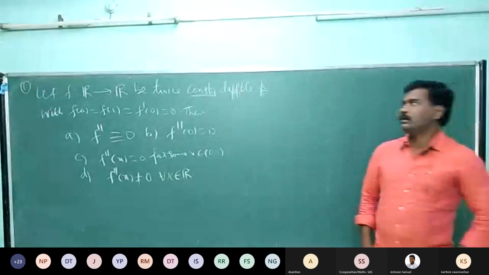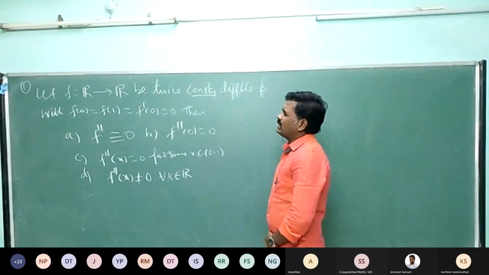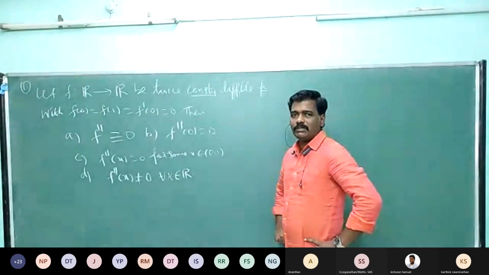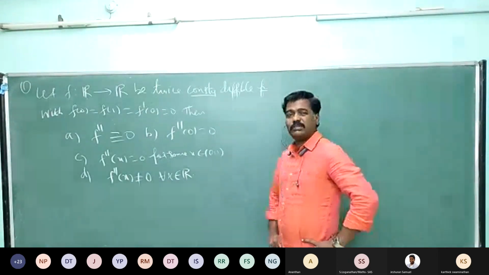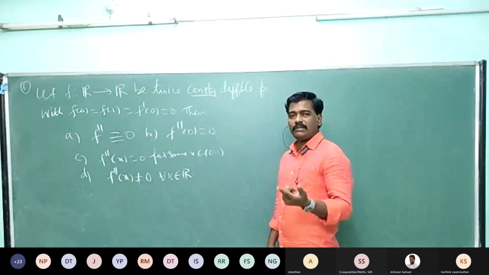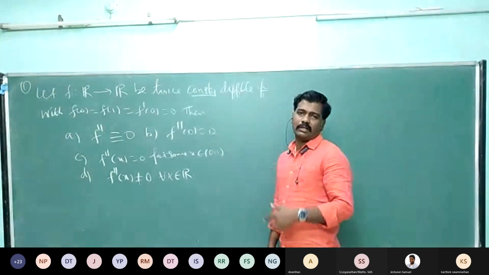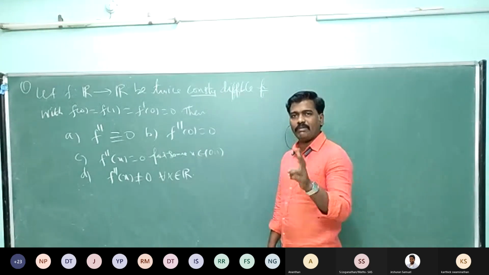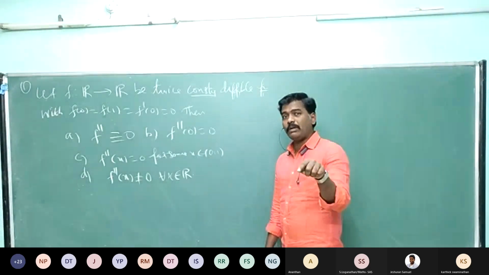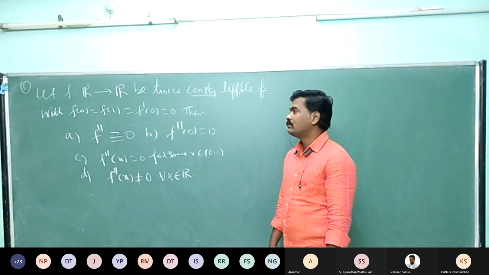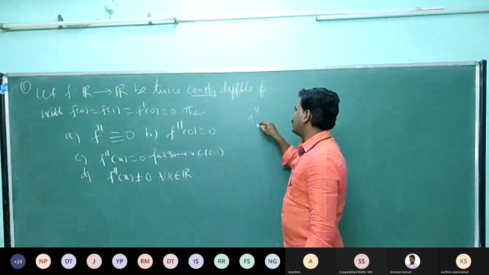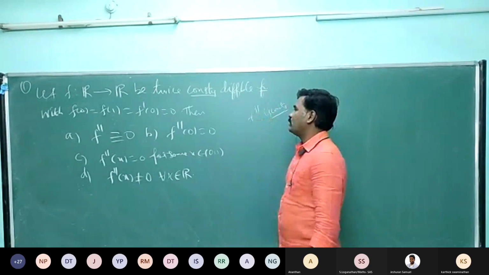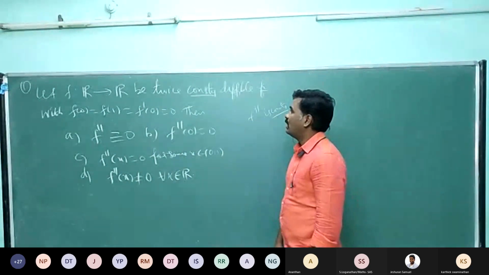Please read the question. So what is the given statement? Given f going from R to R is twice continuously differentiable. What is the meaning of twice continuously differentiable? It means two times differentiable and the second derivative is continuous. The second derivative should exist, and the second derivative should be continuous, which means the double derivative is continuous. That is the meaning of a twice continuously differentiable function.